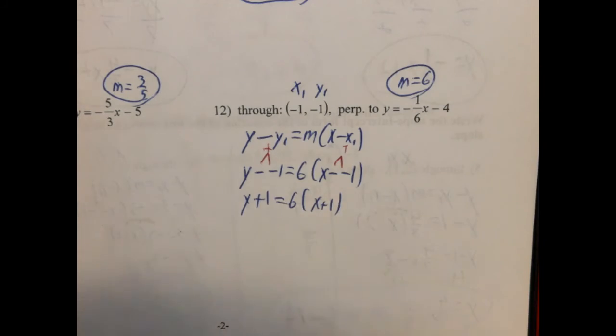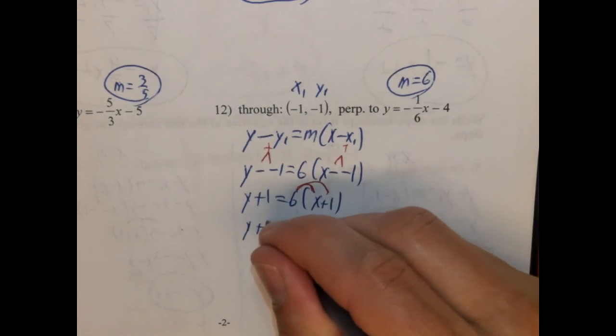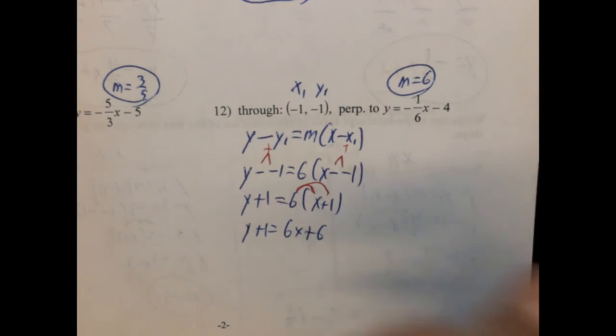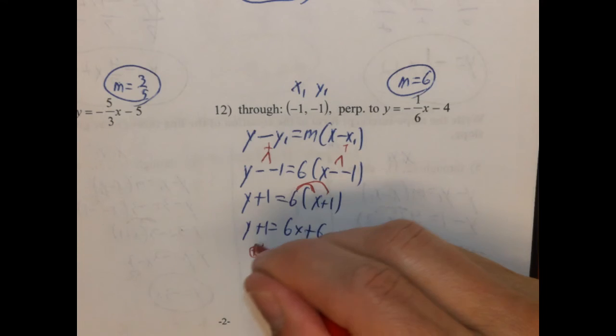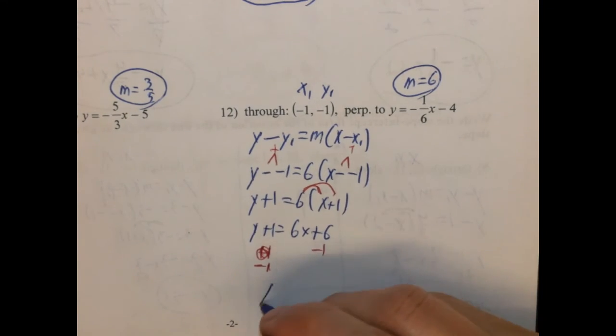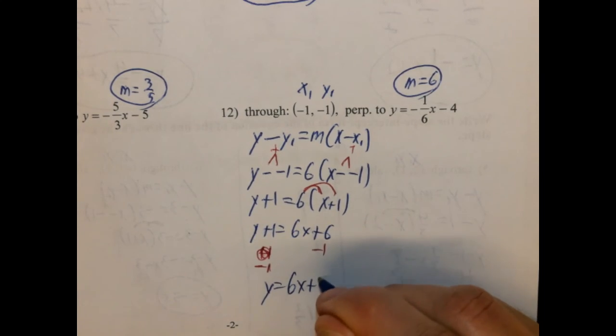All right. We got to distribute that 6, right? Y plus 1 equals 6 times x is 6x. 6 times 1 is 6. Let's get rid of that positive 1. Use the inverse operation. So we're going to subtract. So y will be equal to 6x plus 5.